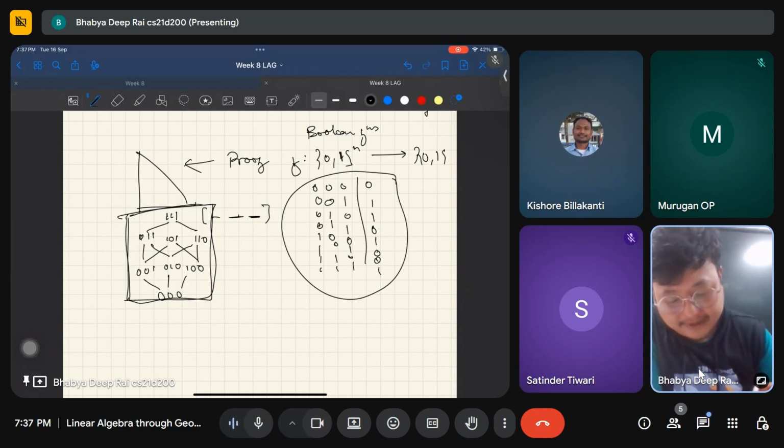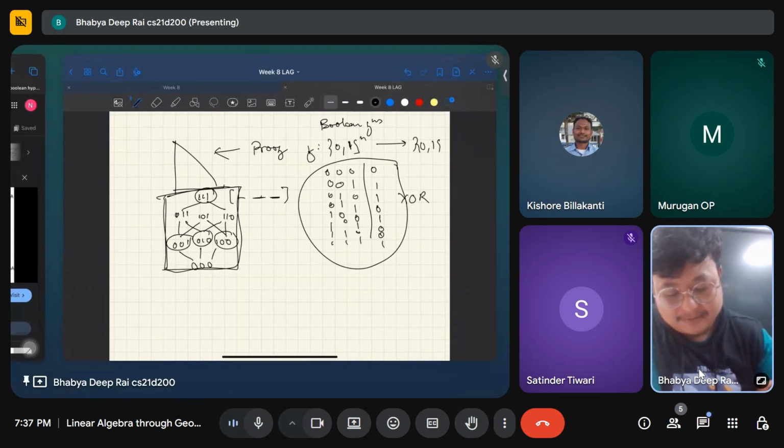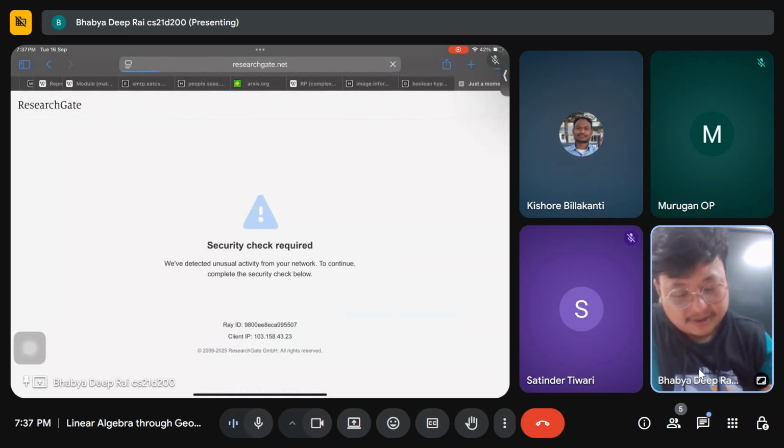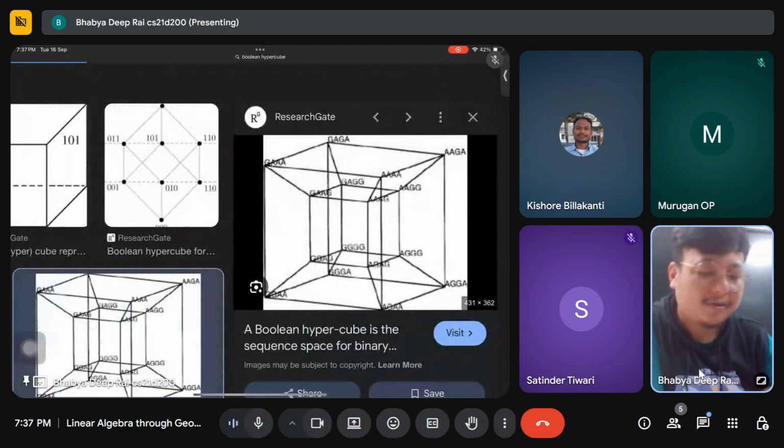And if I can highlight those, for example, look at parity, the odd number of ones. These are exactly the odd number of ones, so parity is an XOR function. Similarly, if I take a higher dimension, this is what it will look like. This is called a Boolean hypercube on 4 dimensions. This is also popularly called a tesseract.